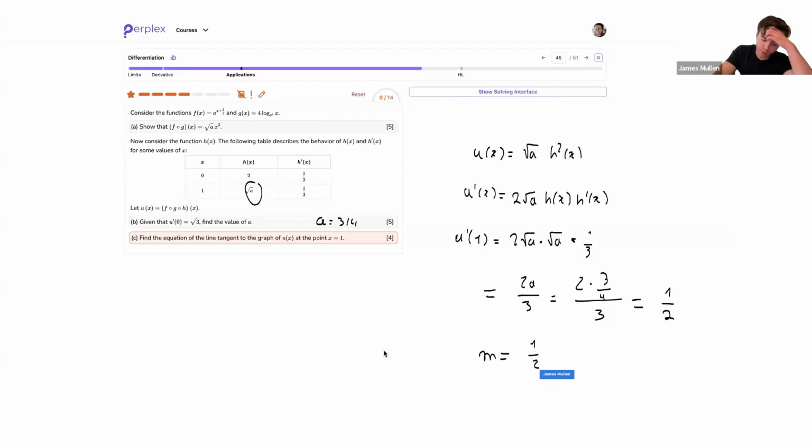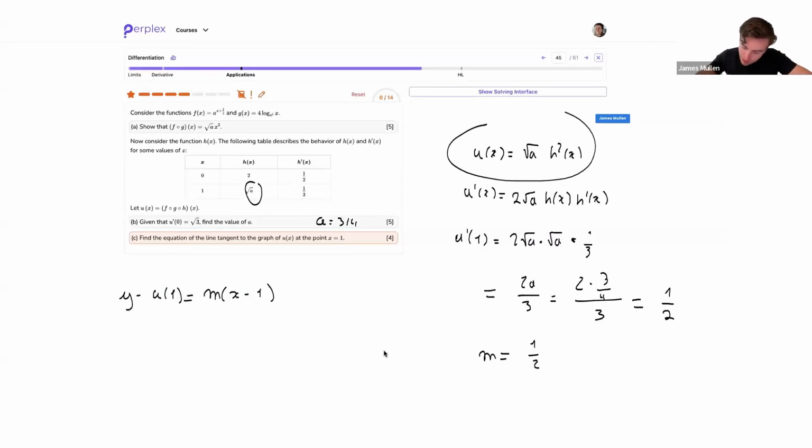I can use my point slope form and say y minus u of 1 is equal to m times x minus 1. Okay, and u of 1, if I plug it in, is equal to root of a times h of 1 squared, and h of 1 squared is itself a, so it's root of a times a.